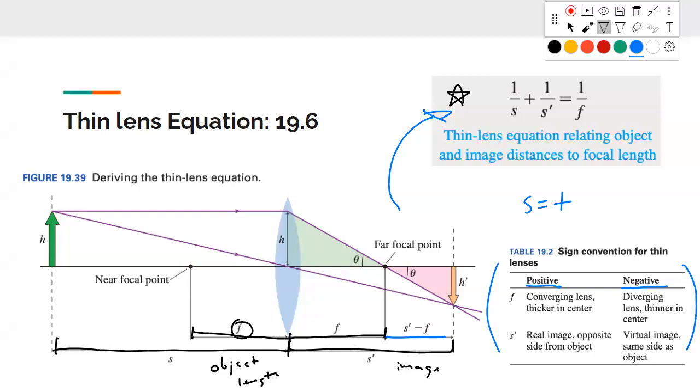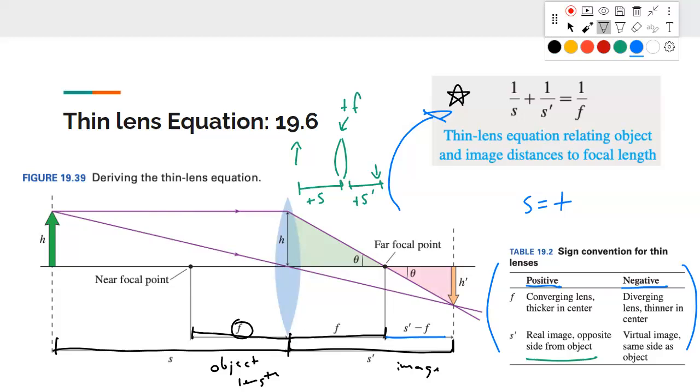So S will generally be positive always for one lens, and oftentimes even for two. And so the only other sign we have to worry about is S prime. Like was helpfully mentioned earlier, if S prime is positive, then that's telling you that the image is forming on the opposite side from the object. So if we have an object, light shines through a lens, and we get an image, then in this lens, this S prime is positive, and it's a converging lens, so F is positive. So in this case, everything is positive.